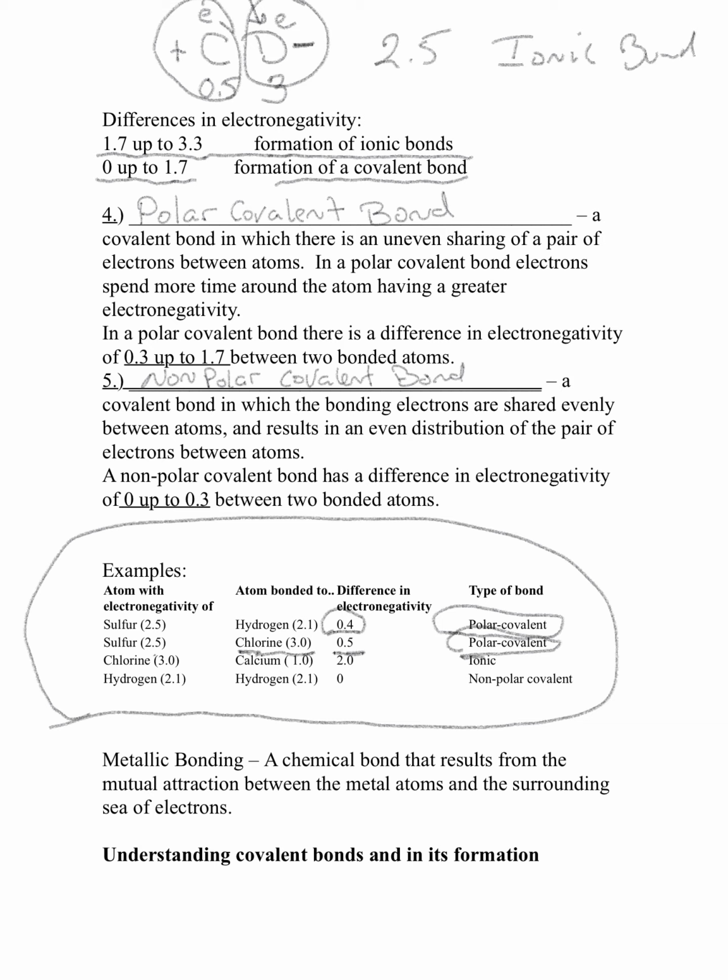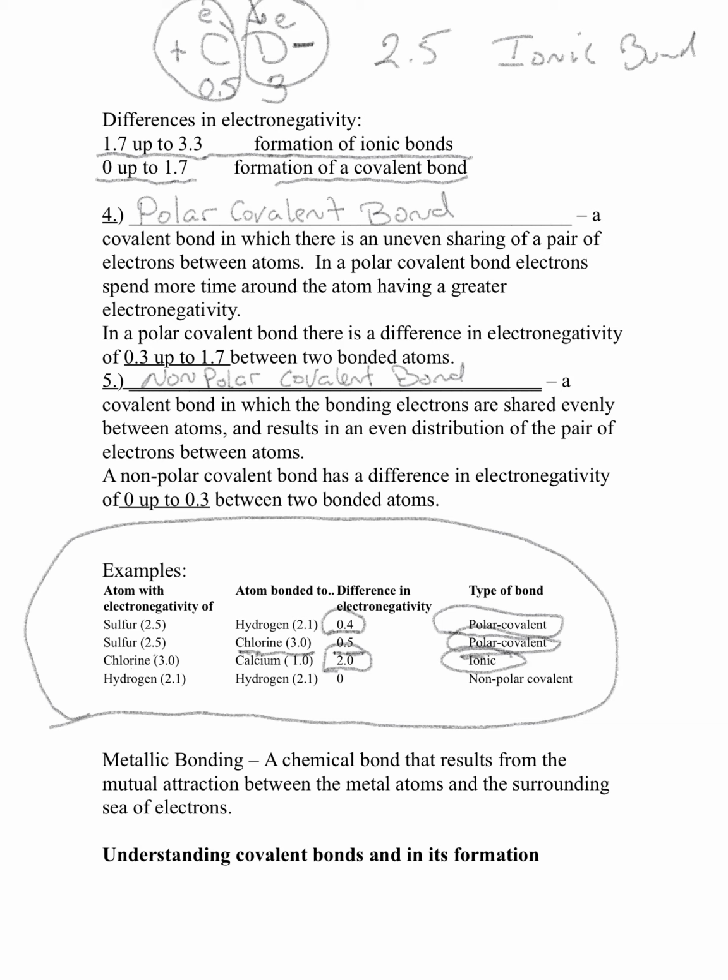Now chlorine and calcium, there's a big difference between the electronegativity of these two atoms. Chlorine has an electronegativity of 3. Calcium has an electronegativity of 1. There's a difference of 2 between the two. This is going to form an ionic bond.